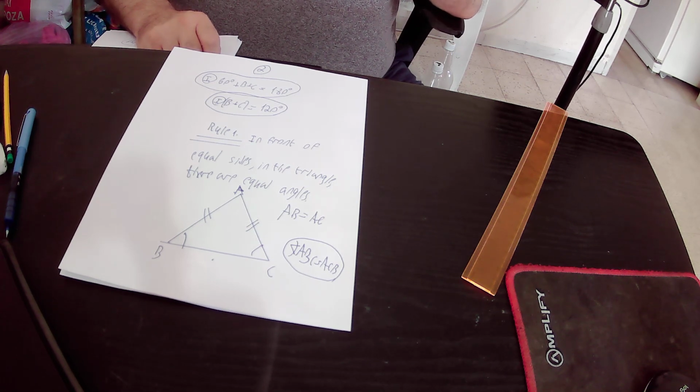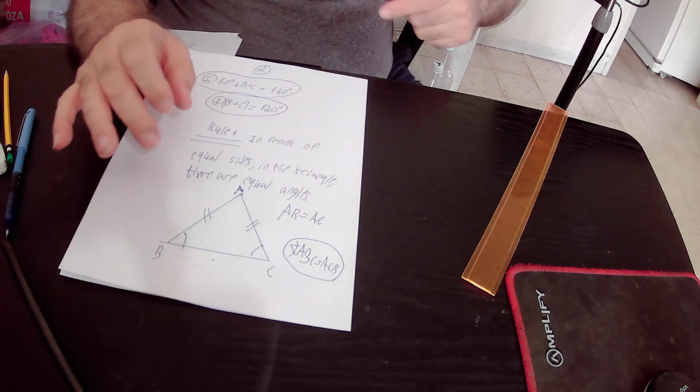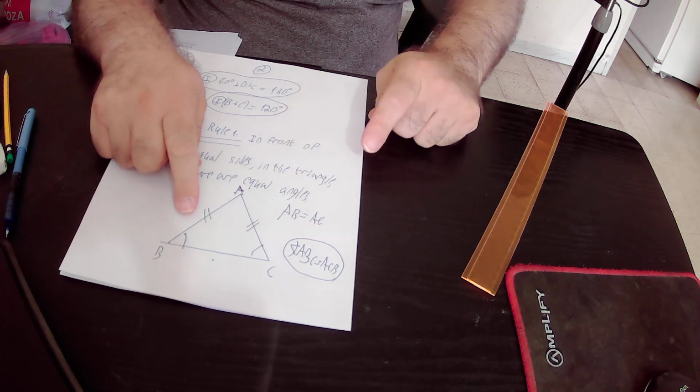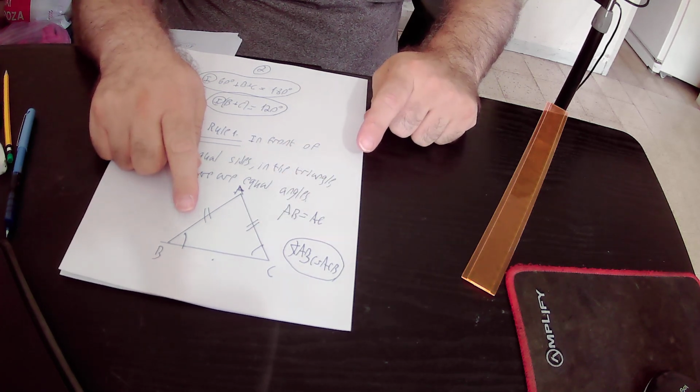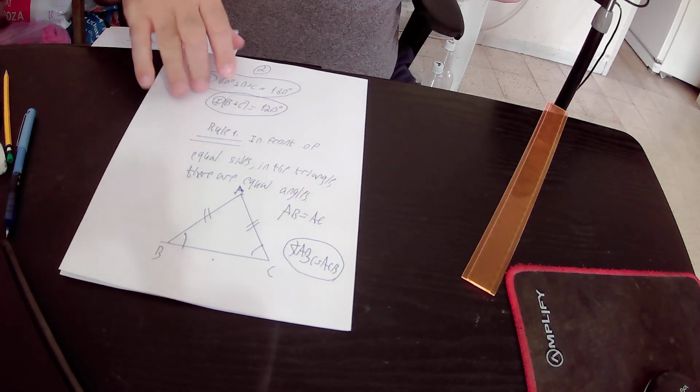And we have rule number 1 that says that in front of equal sides in the triangle there are equal angles. So if AB equals AC in triangle ABC, then those two angles are also equal to each other. That is to say, angle ABC equals angle ACB. Those two angles are equal to each other.